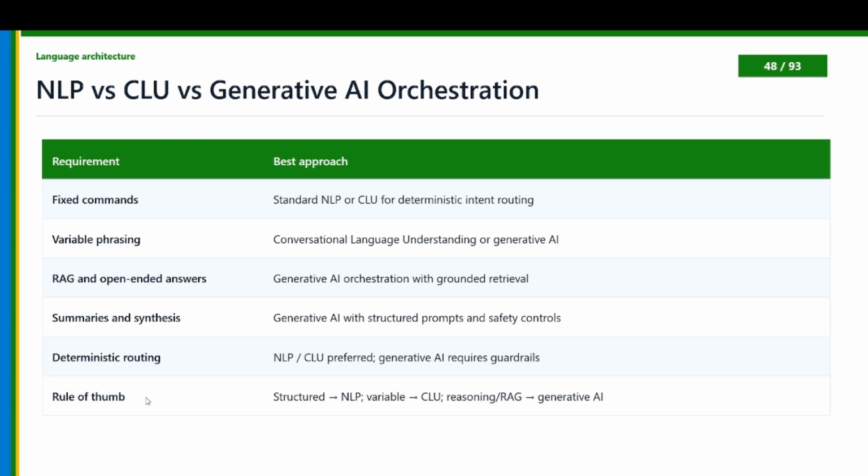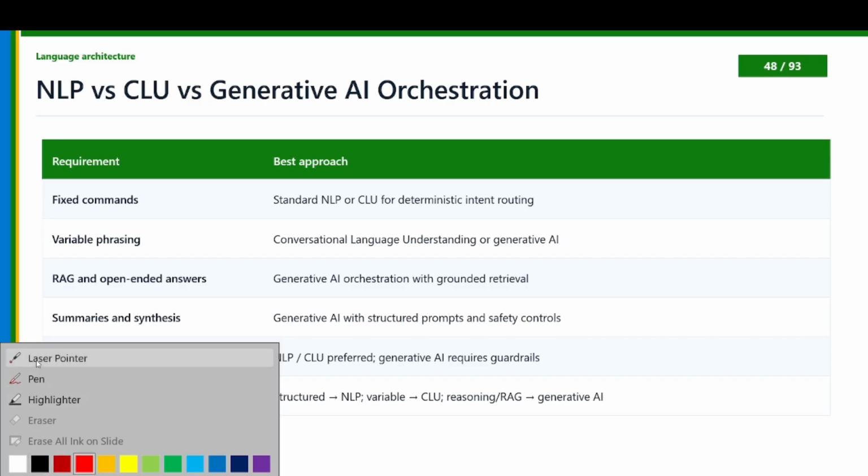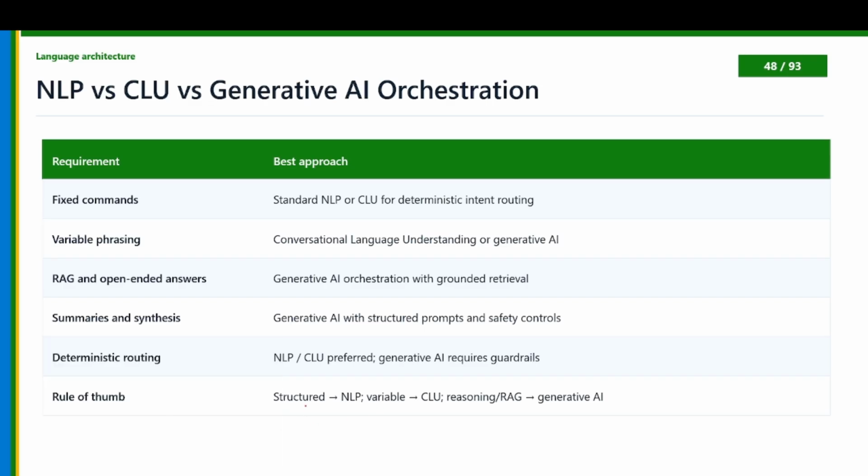Then your rule of thumb here is to use a structured approach. For a structured requirement, use NLP. For a variable requirement, use CLU, and for reasoning and RAG, use generative AI. So this should be the rule of thumb. Have this at the back of your mind. Very, very important.